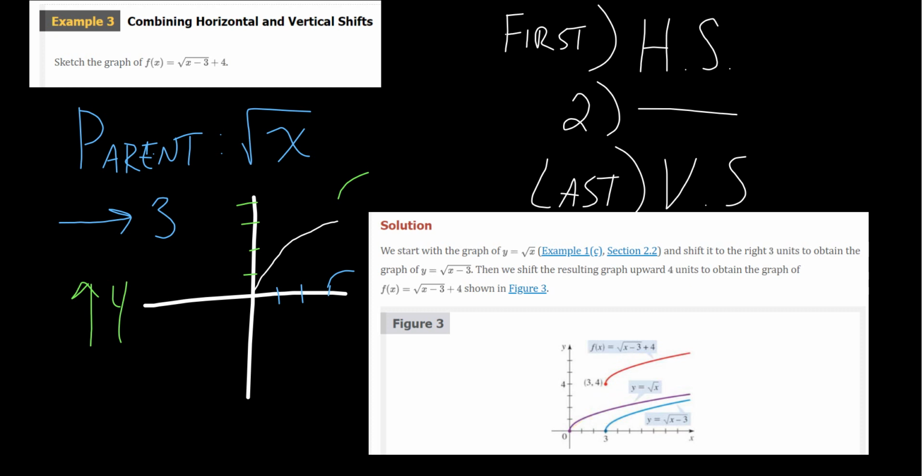Maybe a week ago, if you looked at this and graphed it, you would have to make the XY table, plug in whatever value, and get the Y value out. But this time, we're in pre-calculus now. We're going to be able to look at a function and determine what it looks like.